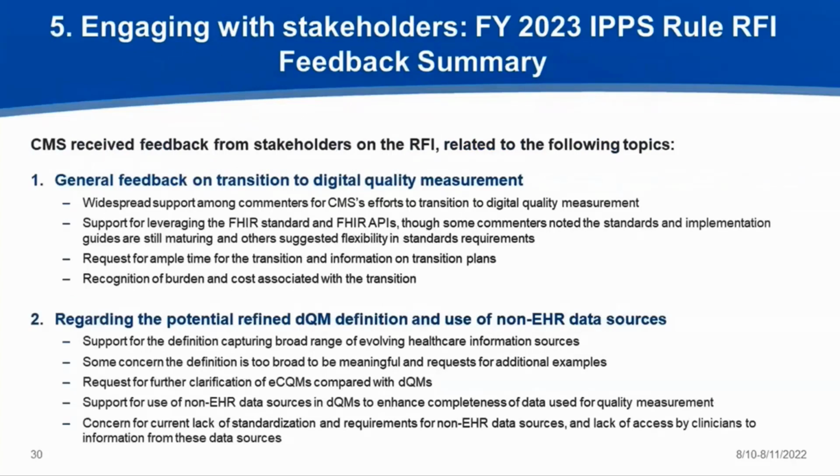So in thinking about how this is laid out, we have, as I said, general feedback that was related to the transition for digital quality measurement. We've started to receive some of that feedback. Broadly speaking, we've seen a fair amount of support for efforts to shift to digital quality measurement, as well as some hesitation around the potential timeline and the desire to ensure that CMS is being mindful of the efforts that will need to be undertaken in order to implement the FHIR standard and reporting based on APIs.